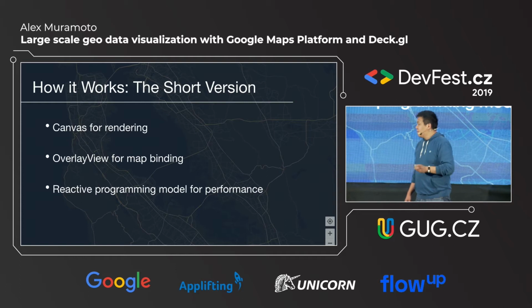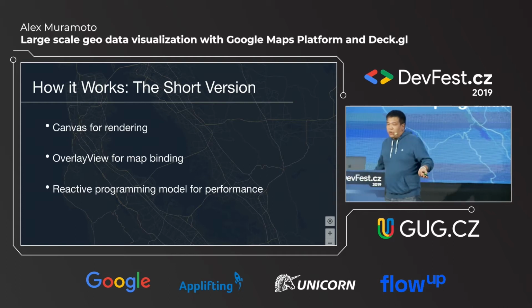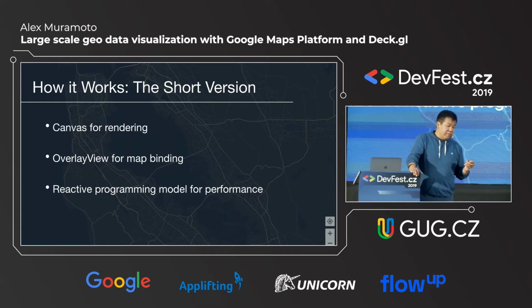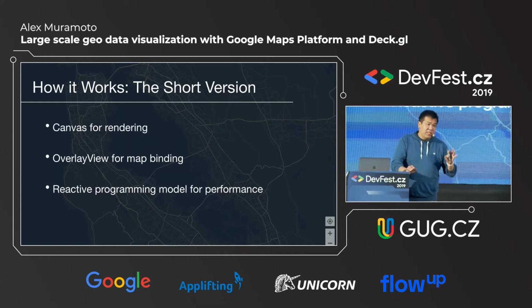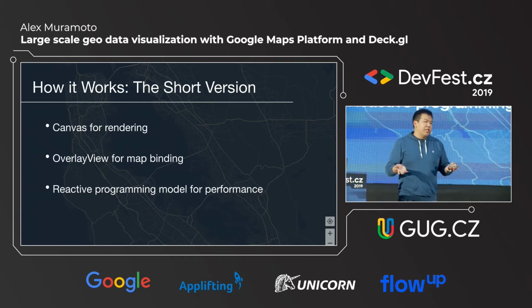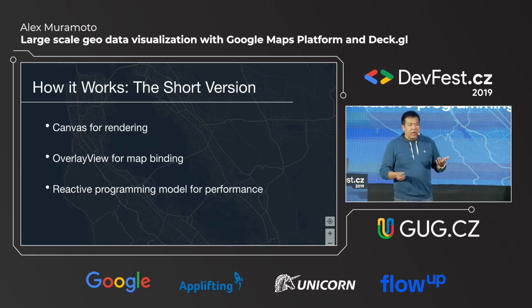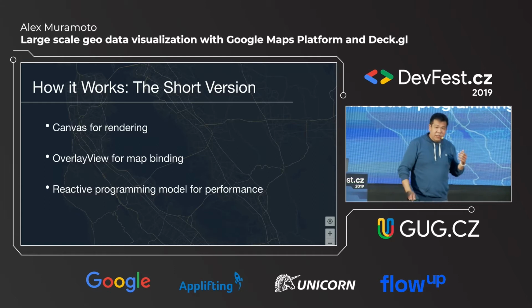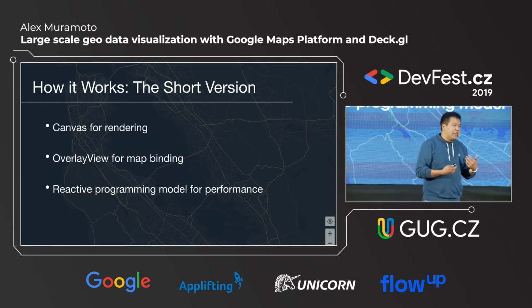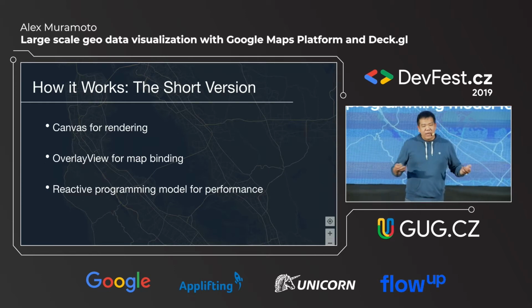But let's just give a quick short version of how this really works. Deck.gl utilizes the HTML canvas element. This is its rendering context, where it actually inserts the WebGL context in order to render our data visualizations. In order to put that on top of the map, it takes advantage of an API that we have in the Maps JavaScript API that's called Overlay View.